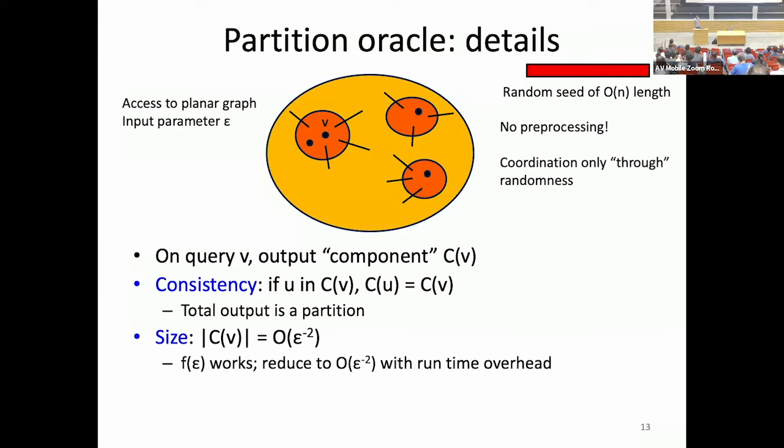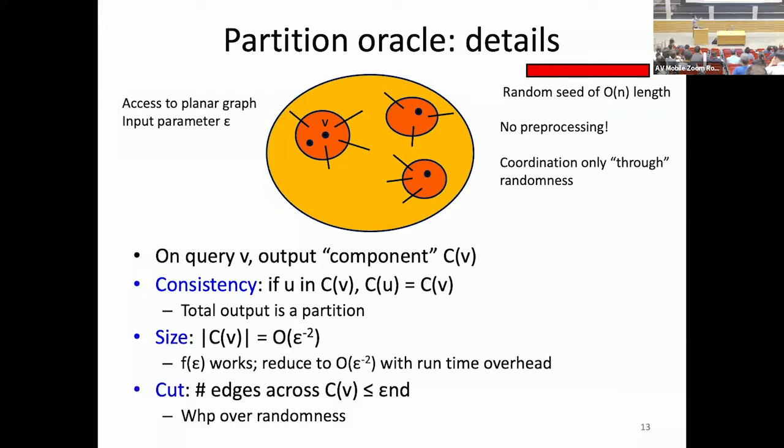You want a size bound: the component should be O(1/epsilon squared). It's a very stringent bound, so I want this to exactly match the optimal result that I showed on the grid. Indeed, if you get any function of epsilon, you can reduce it to O(1/epsilon squared) with some runtime overhead, so any polynomial here is still fine. Both these properties should hold with probability 1 over the randomness. Finally, we have a cut bound: the number of edges across these components should be at most epsilon n d, with high probability over the randomness. Okay, so this is what a partition oracle is.